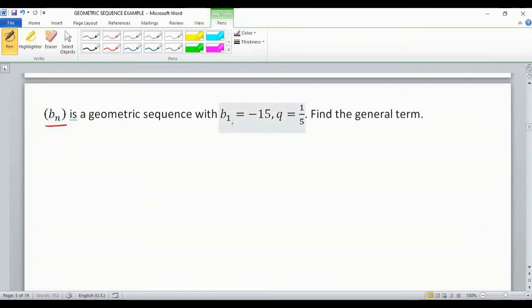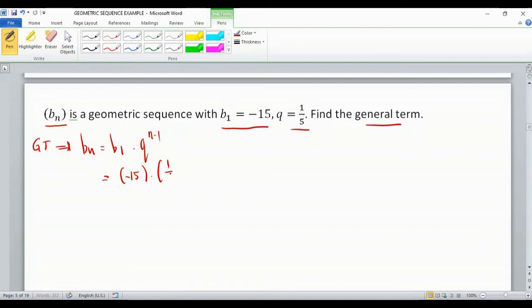Bn is a geometric sequence with the first term minus 15 and the ratio 1 over 5. Find the general term. We know that a geometric sequence has the general term Bn equals the first term times k power n minus 1. So we already have the first term and the ratio, so we just need to substitute all of them. So minus 15 times the ratio 1 over 5 power n minus 1.